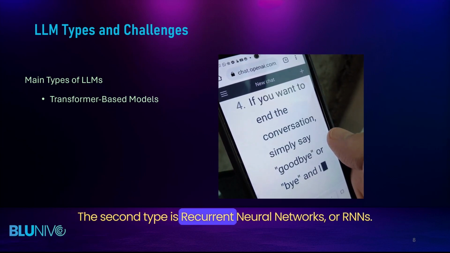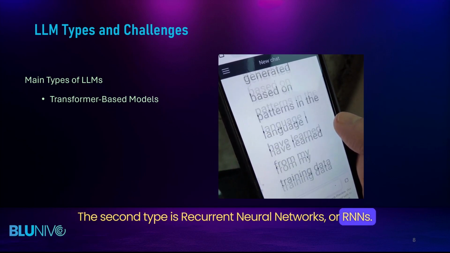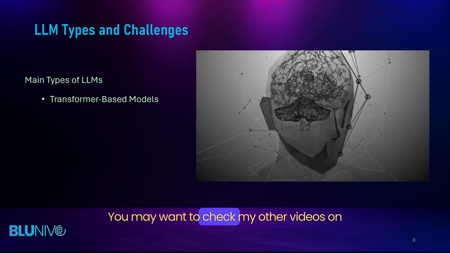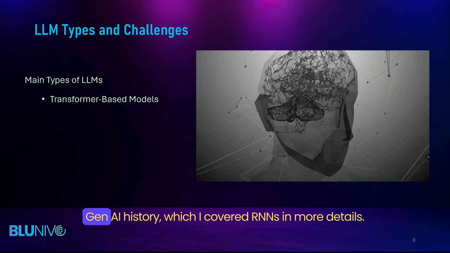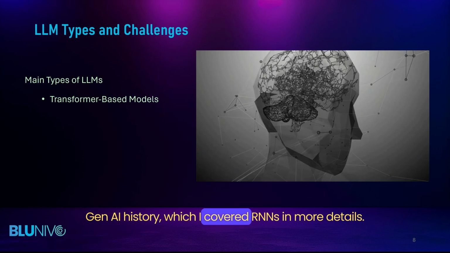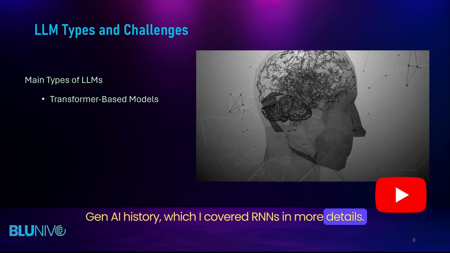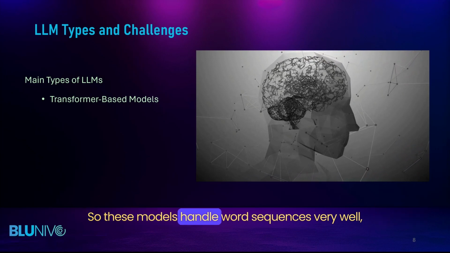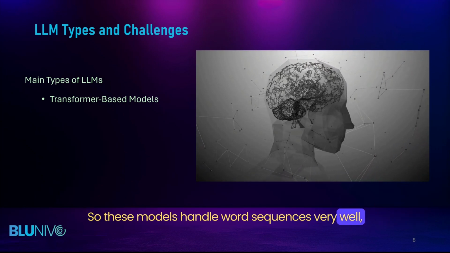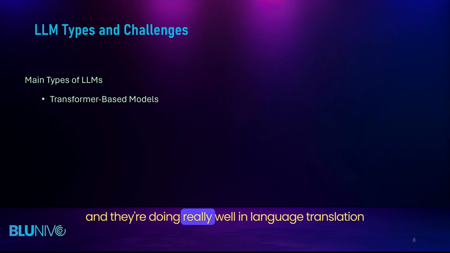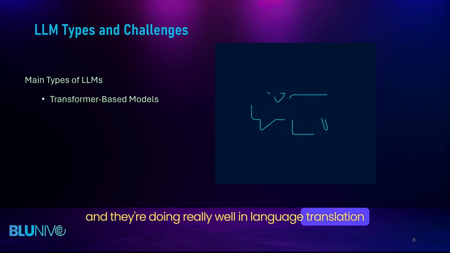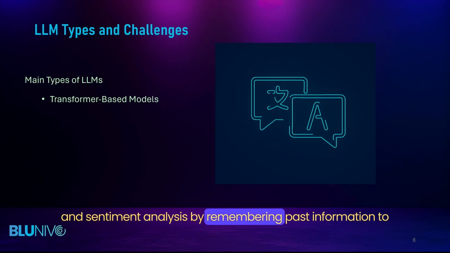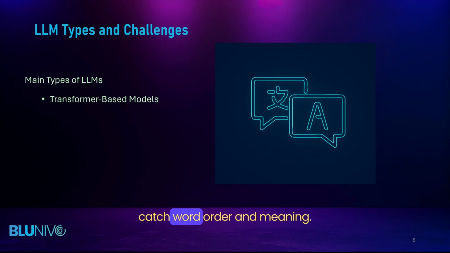The second type is recurrent neural networks, or RNNs. These are a slightly older type. You may want to check my other videos on Gen AI history, where I covered RNNs in more detail. These models handle word sequences very well, and they do really well in language translation and sentiment analysis by remembering past information to catch word order and meaning.